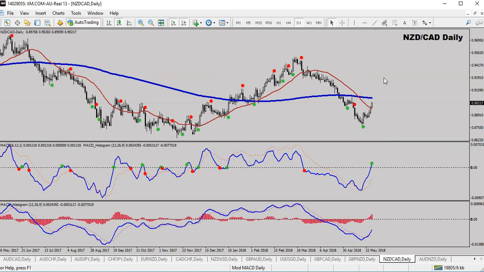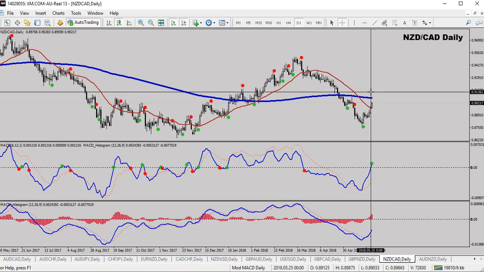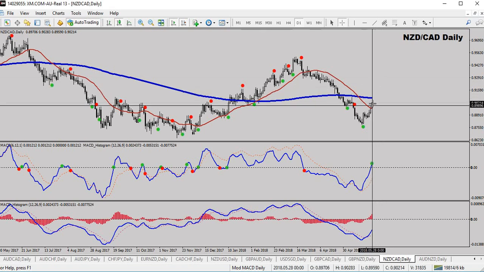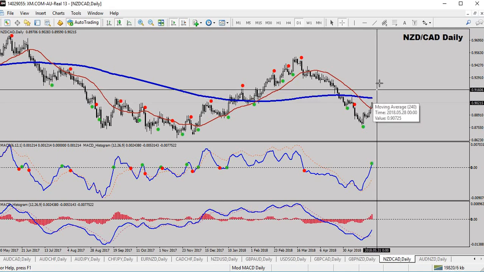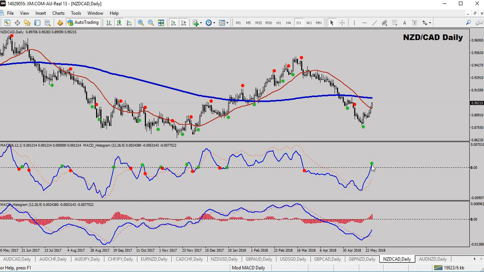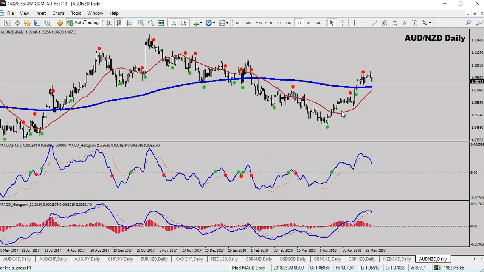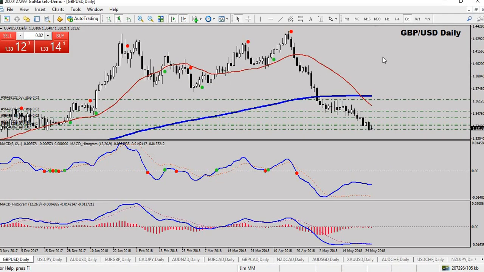New Zealand Canadian, looks like there's going to be a buy signal on this tomorrow. I'll take that. My only concern is I'm very close to 240 LMA. So we'll just see how it pans out the next sort of 12 hours or so. But that's definitely getting close to a buy signal. So, and we've got the Aussie New Zealand. Nothing happening here.